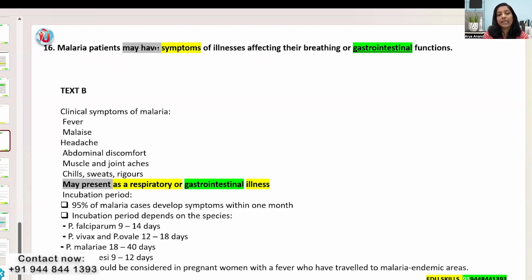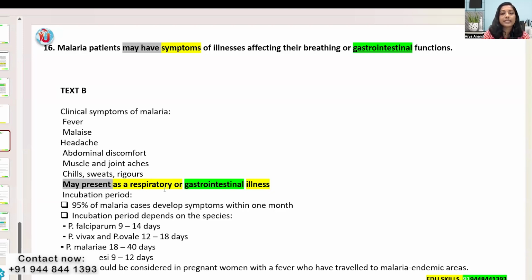Malaria patients may have symptoms of illness affecting their breathing or dash functions. So here symptoms is there. So which text will it be? Text B. So in text B, you need to see illness affecting their breathing or dash functions. Here, may have, may present. Synonyms they have used like may, present, have. Instead of present, they used here have. Then symptoms is here.